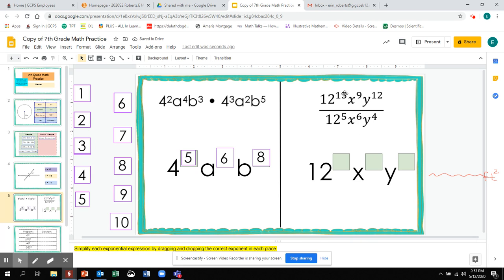Now on this problem, because I noticed that there's a fraction bar, that actually means that I'm going to be dividing. Well, whenever I'm dividing and I have the same base, that means that I need to subtract my exponents. So when I look at 12 to the 15th divided by 12 to the 5th, I'm going to do 15 minus 5, which gives me 10. So this becomes 12 to the 10th.